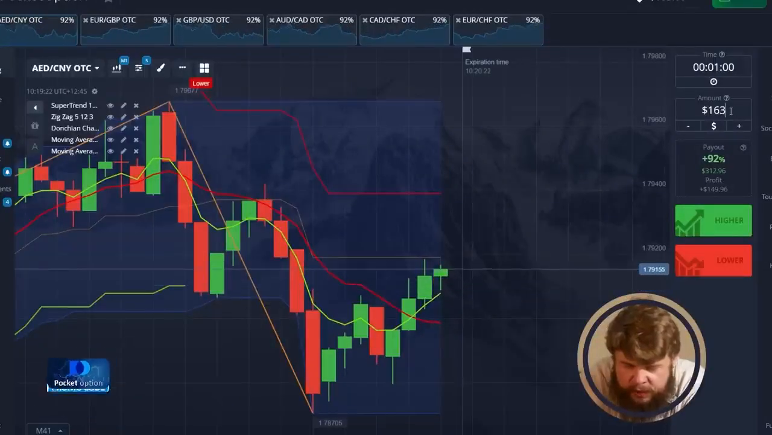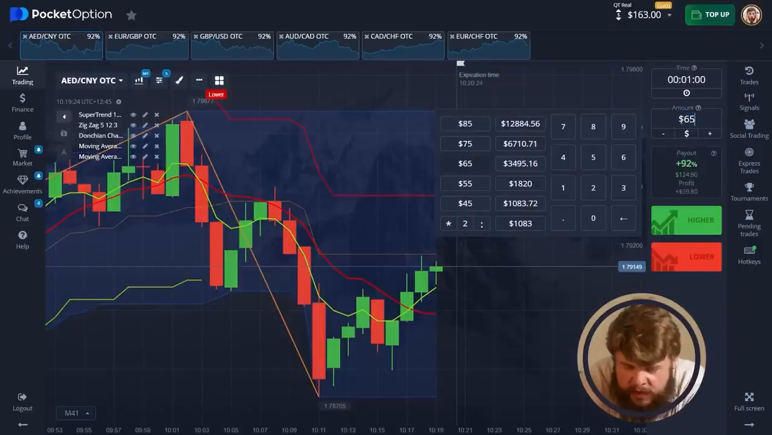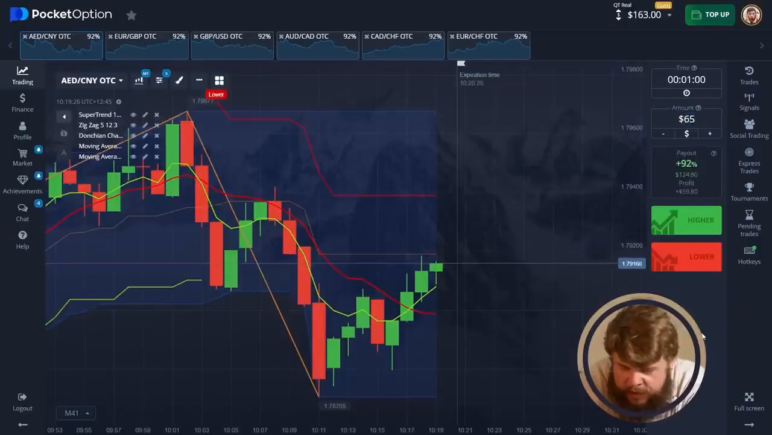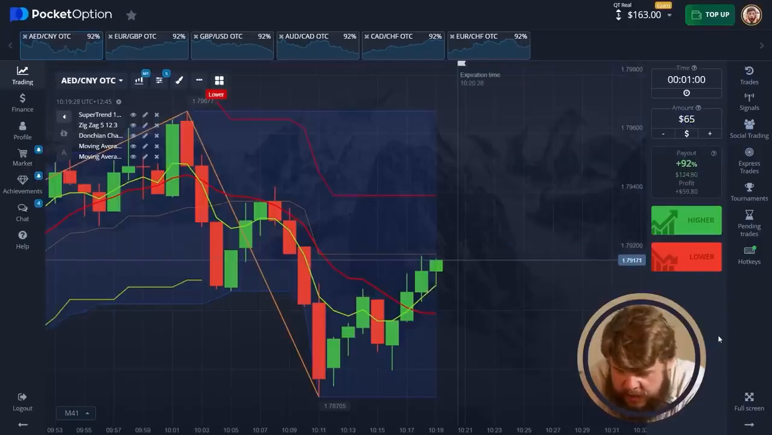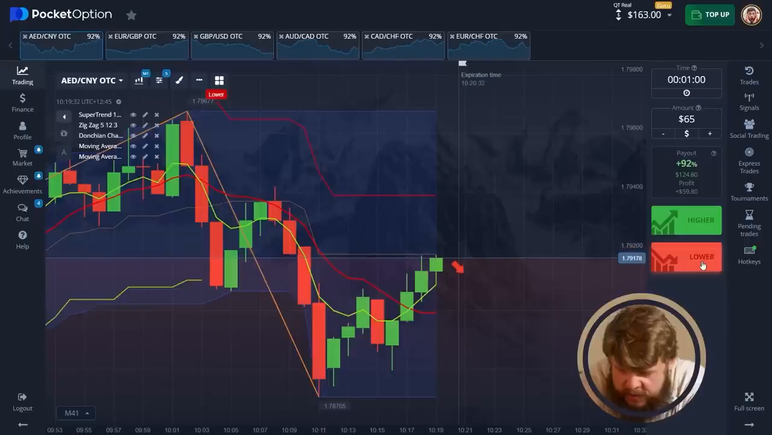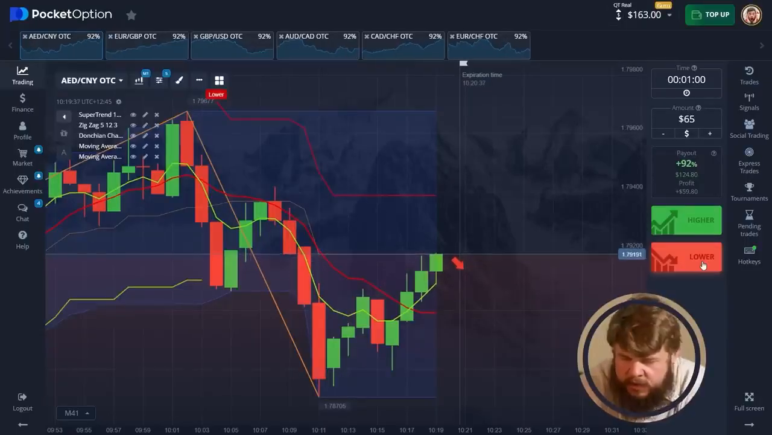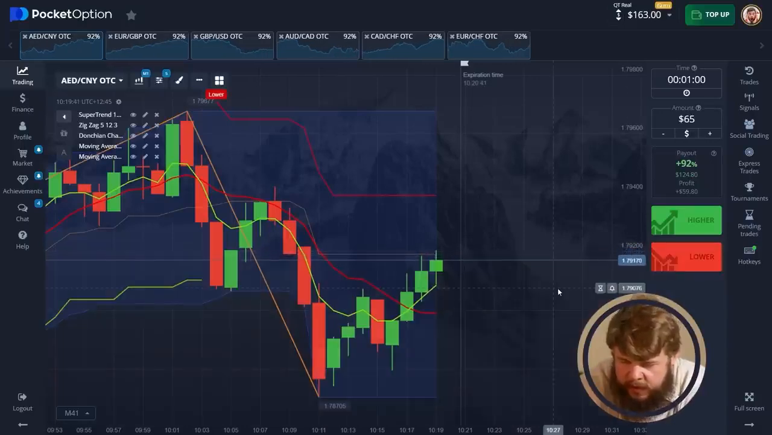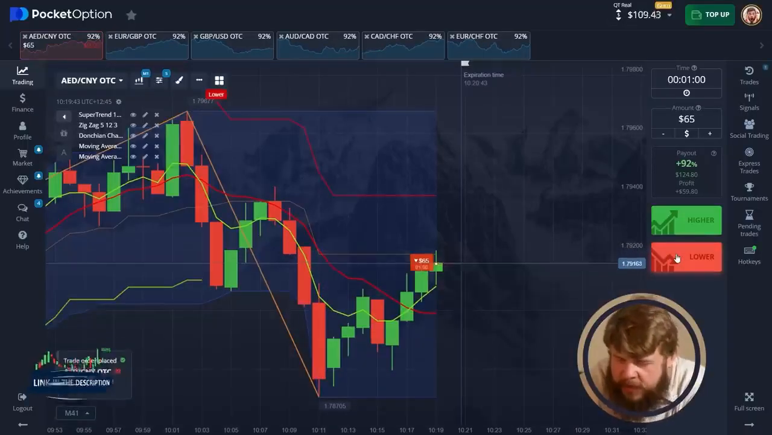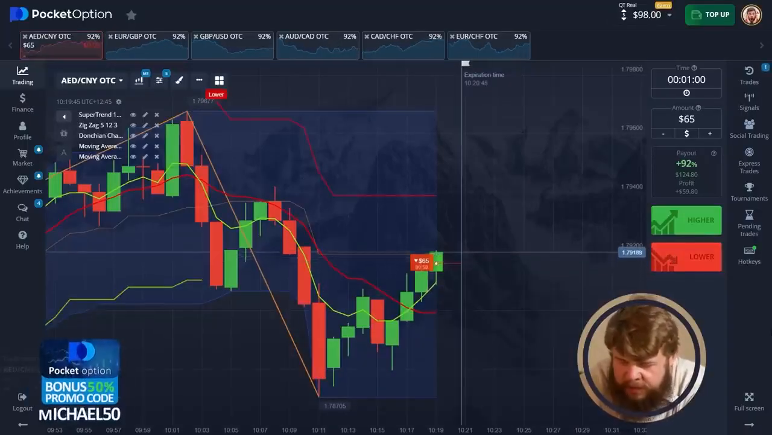First, let's change our investment to $65 and let's open the first, I guess it will be sell position. Let's find the best entry point. Okay, now, yeah. So we did it. We have opened the first sell position for today.